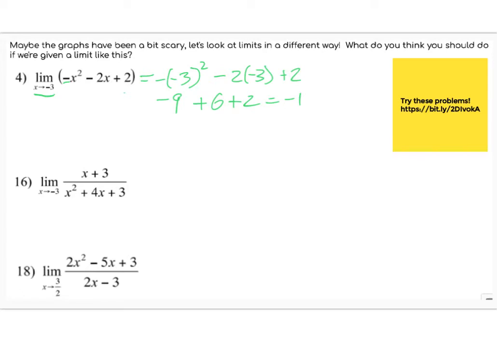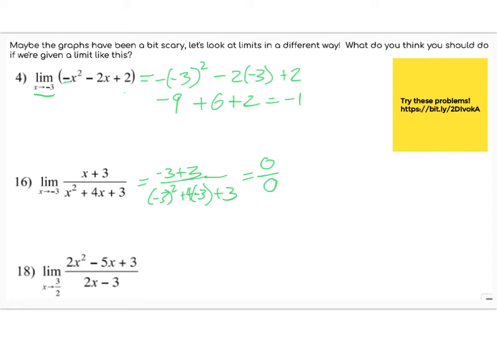All right, for number 16, let's take a look. When I plug -3 in, we get (-3 plus 3), being careful with my parentheses again, squared, plus 4 times -3, and then +3. And on top, we got 0. On the bottom, -9, +9, -12 is -3 plus 3 is 0. We have something weird going on here. We get 0 over 0 as an answer.